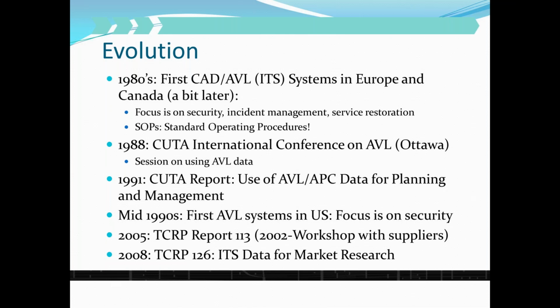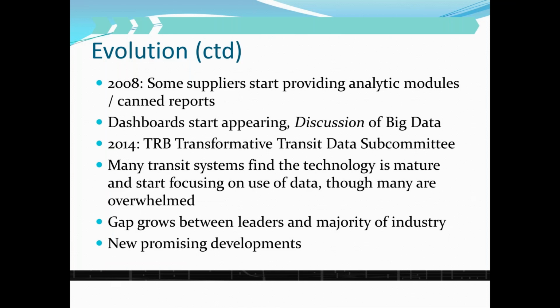There are a couple of TCRP reports. TCRP is a special program of the Transportation Research Board, the Transit Cooperative Research Program, that specifically looks at ITS data. TCRP 113, I was a sub-team member on that project, specifically looks at AVL and APC data, and then TCRP 126 looks at it for market research. That was sort of in mid-2008, and from then on, some of the suppliers started providing analytic modules, canned reports that you can get when you acquire new ITS systems, AVL, APC systems.